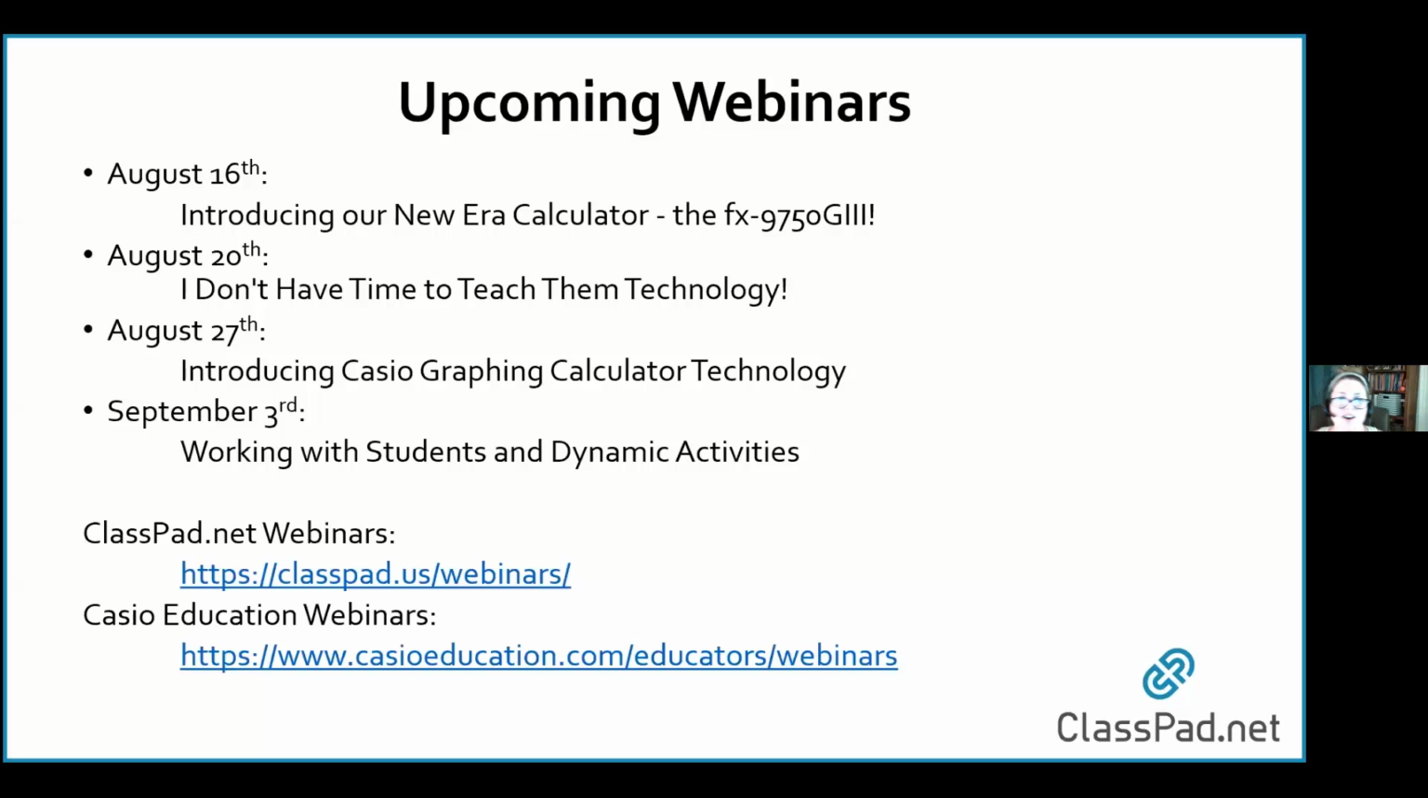Exactly. Here is our schedule. So as she mentioned, on August 20th and September 3rd, we will be taking a look at Classpad.net again and talking about "I don't have time to teach them technology" and working with students in dynamic activities. On the 16th and the 27th, we are going to be taking a look at our hardware. We launched a brand new graphing calculator, a black and white graphing calculator this summer, the 9750 G3, and then also taking a look at some of our other graphing calculator technology and comparing it all there.